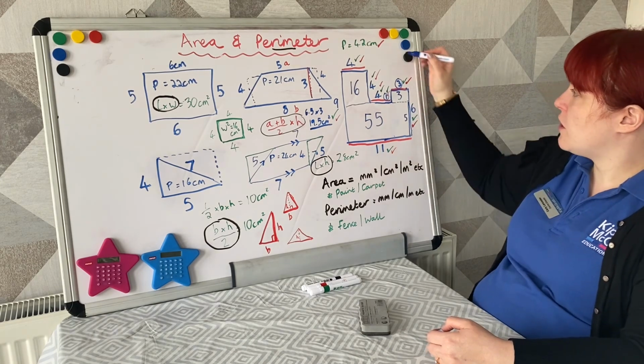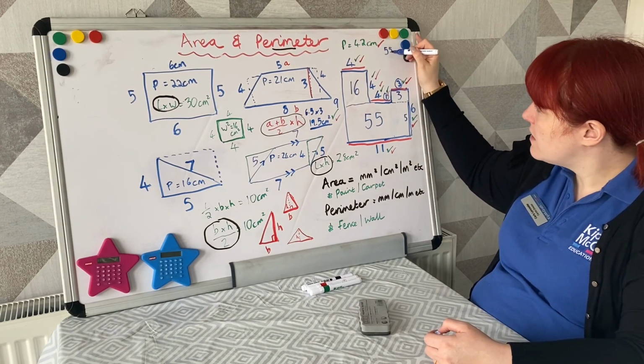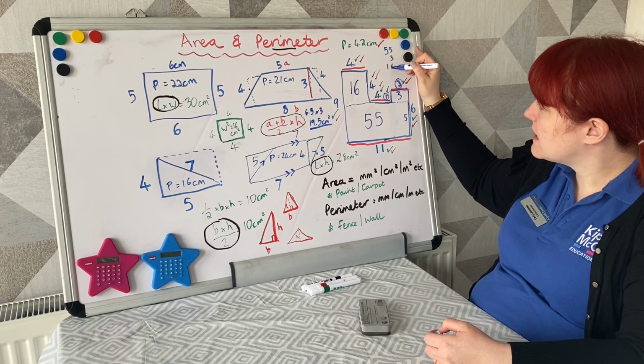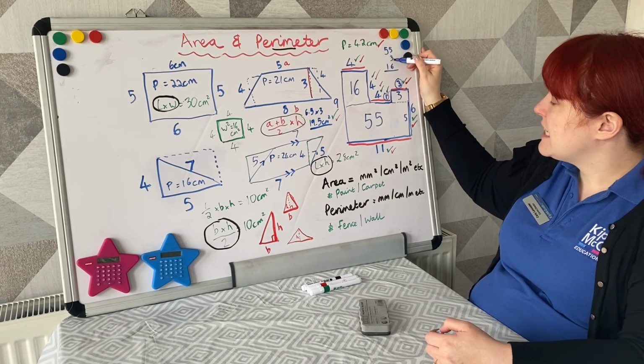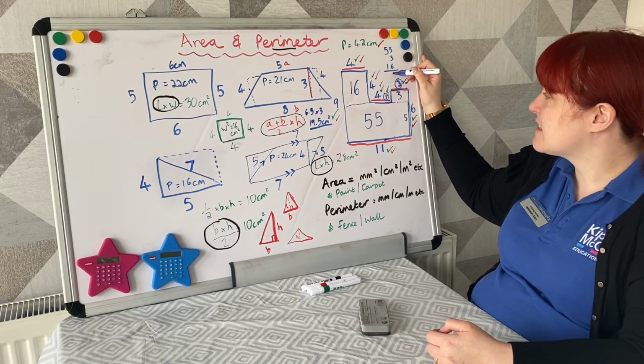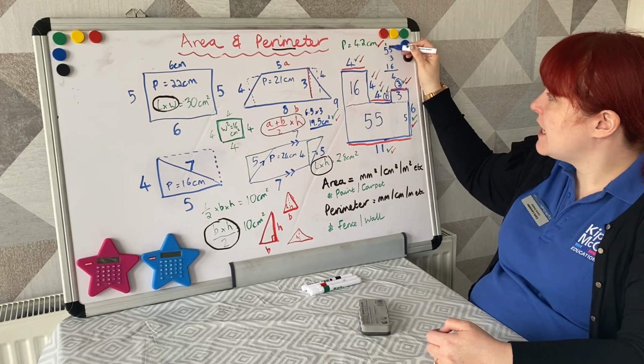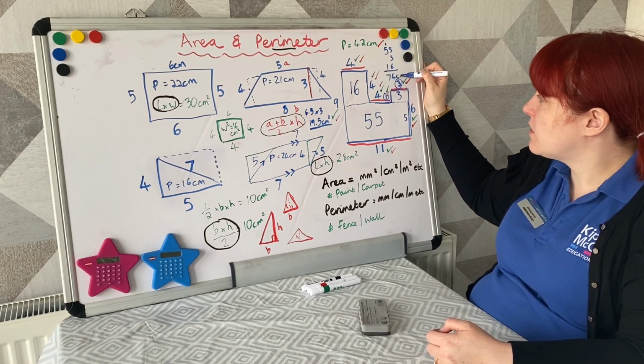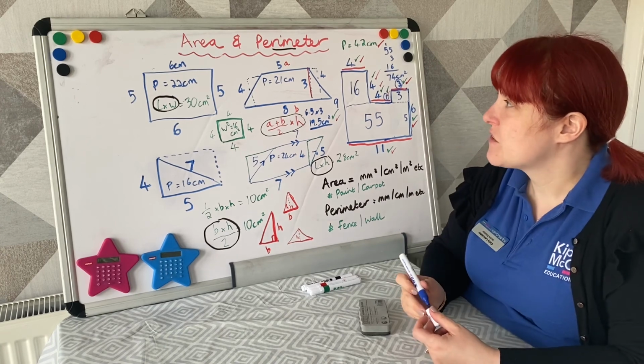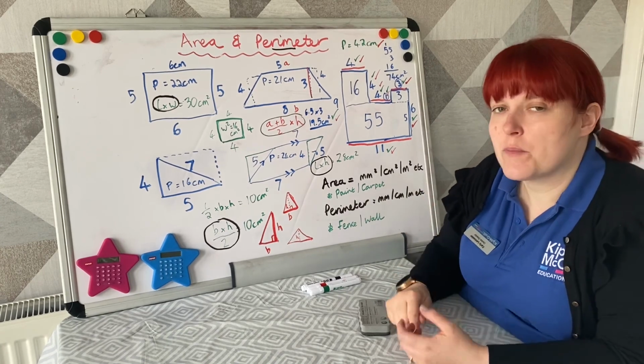Then we're going to add those all up. So 55, 3 and 16. 5 and 3 is 8. Add 6 is 14, carry the 1. 5, 6, 7. 74 centimetres squared. So that's all some different ways to do area and perimeter.